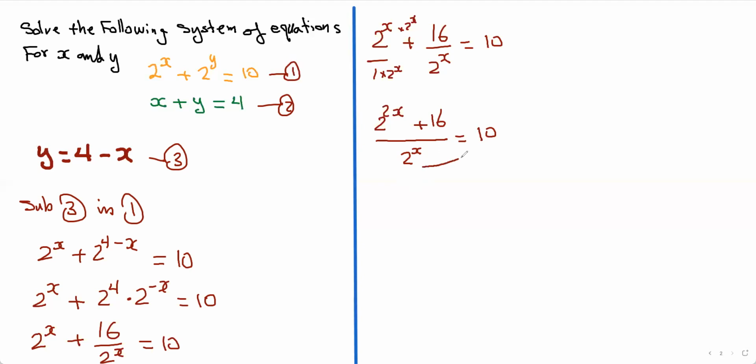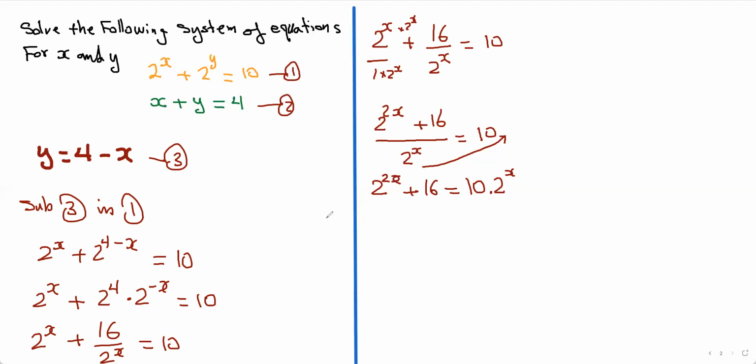At this stage, I'm going to cross multiply 2 to the power of x right toward the 10, as some students don't know how to do this really quickly. This bottom goes right there beside the 10. So 2 to the power of 2x plus 16 equals 10 times 2 to the x.